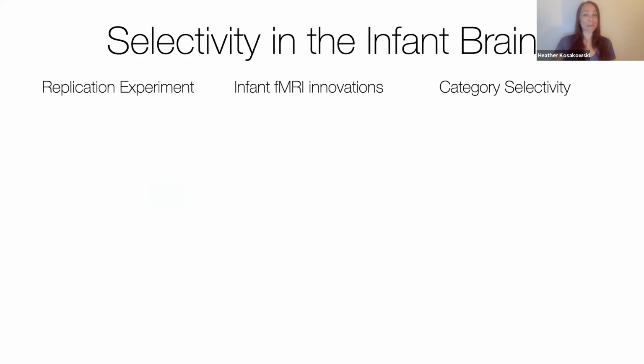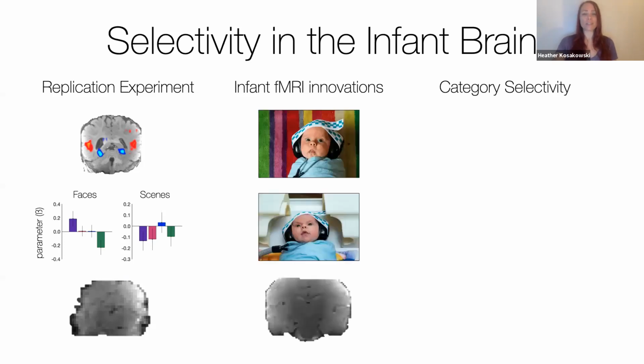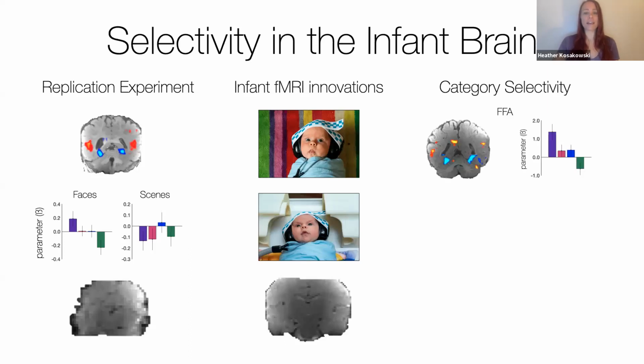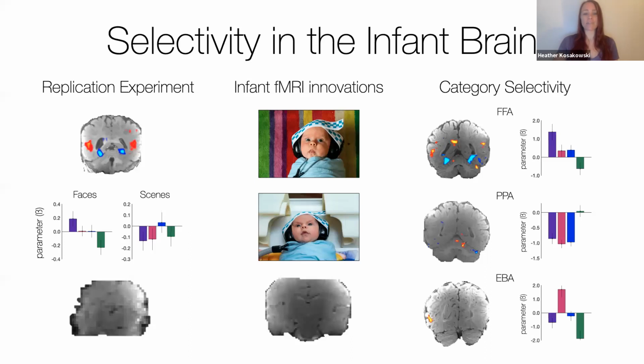All right, as a wrap up, today I told you about category selective responses in the infant brain. In the first study, I told you about how we replicated previous failures to find face and scene selectivity. I then told you about a variety of innovations we made in order to improve the quality of infant fMRI data. Finally, with these higher resolution data, I described a series of results that demonstrate infant FFA is selective for faces, infant PPA is selective for scenes, and infant EBA is selective for bodies.